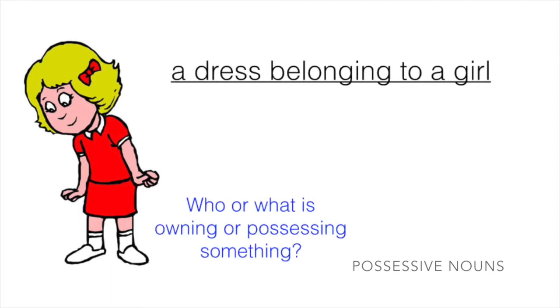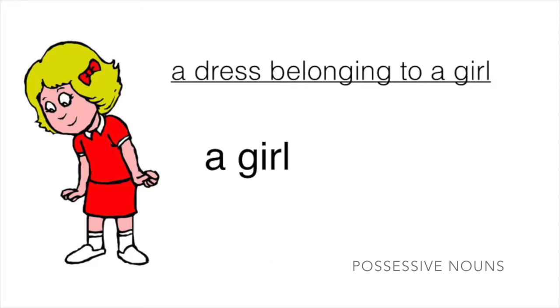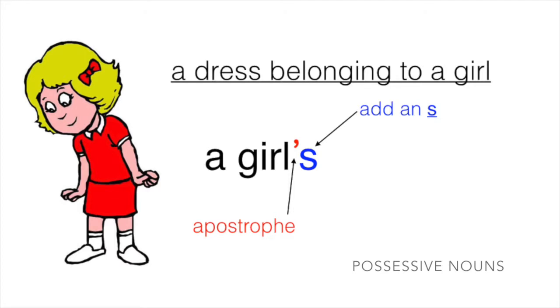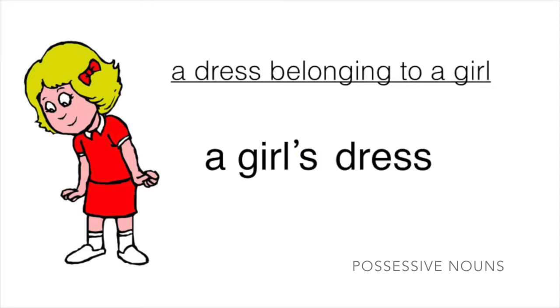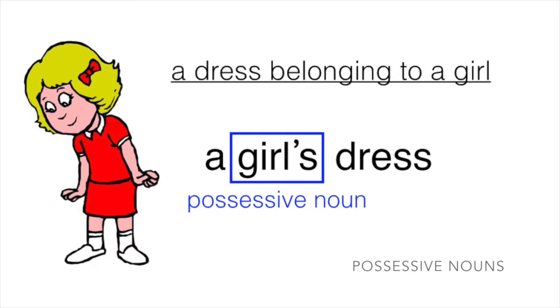First, let's ask ourselves who or what is owning or possessing something. Well, since it's a dress belonging to a girl, the girl. So we start with the words a girl. Next, we place an apostrophe and an S to make it possessive. Then we follow it with the someone or something that is being owned, which here is the word dress. So we are left with a girl's dress, where girl's is the possessive noun.